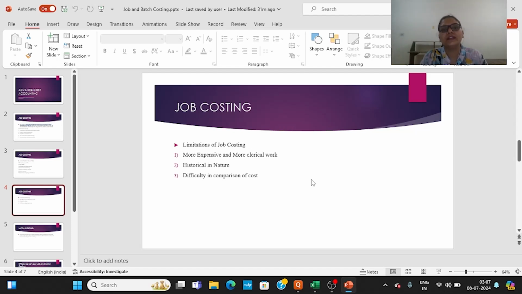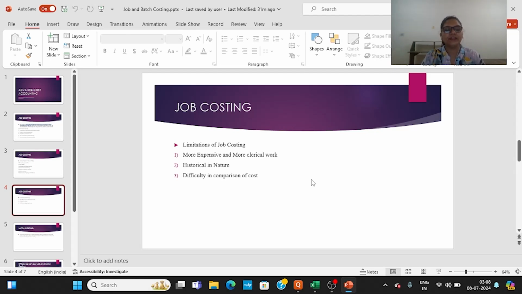It is historical in nature, meaning job costing is historical in nature because it ascertains the cost of a product which has already been incurred or completed. It has no futuristic approach. Thus, it does not facilitate the control of cost unless it is applied with a standard or estimated cost.